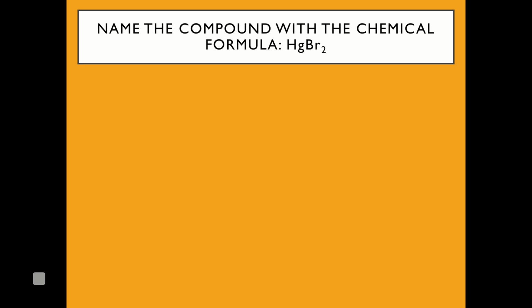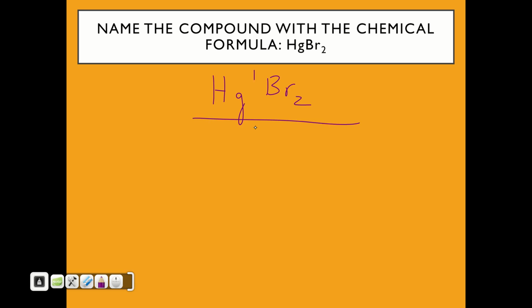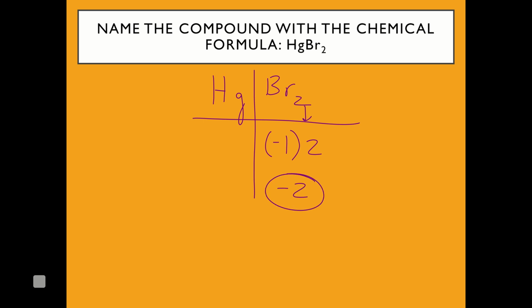So I have HgBr2. Okay? And maybe it's what T charge is something like this, which is fine. Okay? What we do is we know what the charge of the nonmetal always is. And Br has a charge of -1. Okay? So this is -1, but there's how many of them? 2. So there's an overall charge of -2 on the nonmetal side.